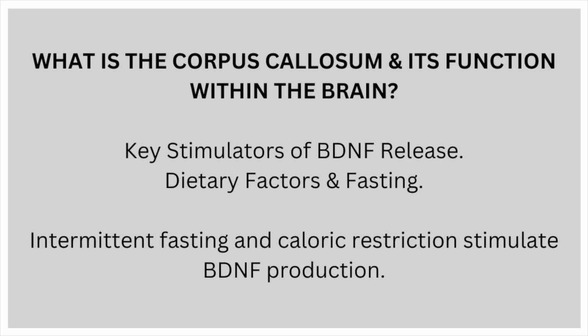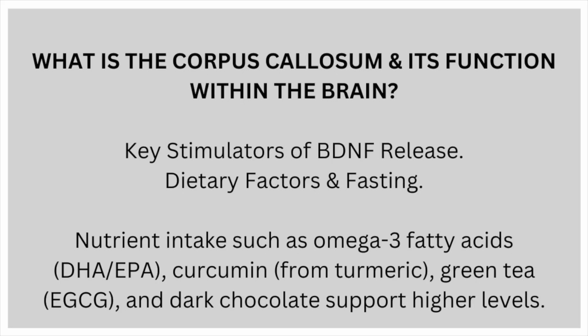We'll start with dietary factors and fasting. Intermittent fasting and caloric restriction stimulate BDNF production. Nutrient intake such as omega-3 fatty acids, curcumin from turmeric, and green tea, which contains EGCG. Also, dark chocolate support higher levels.